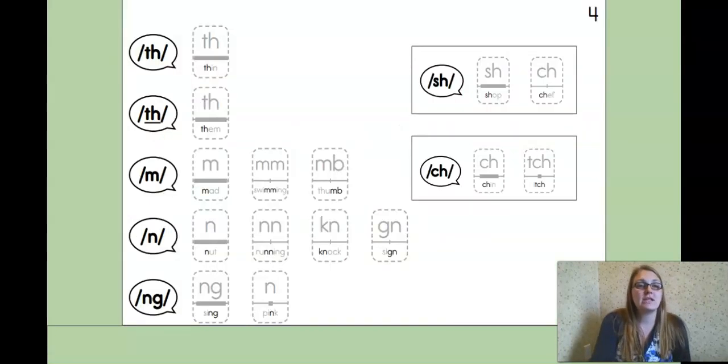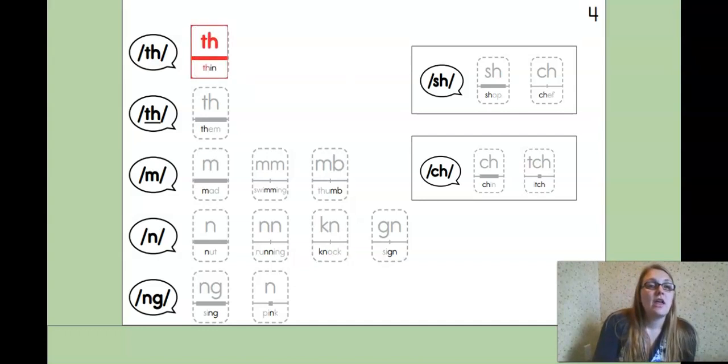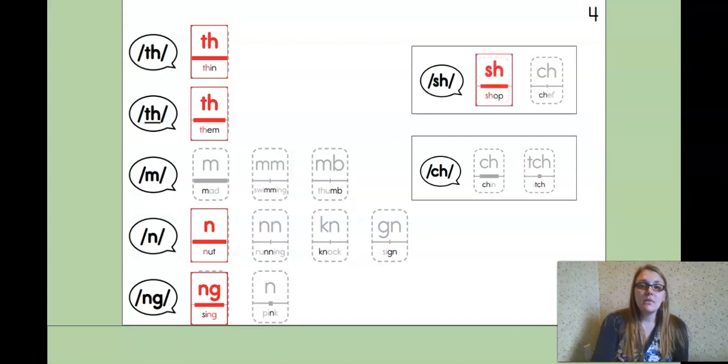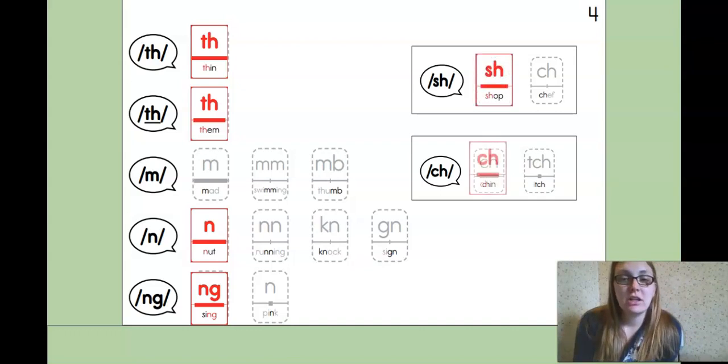Then, in yesterday's lesson, we looked at some sounds with two letters. Th is TH for thin. TH is also the sound in them. We have N for nut. Ng for NG. Sh, SH. And Ch, commonly spelled with CH.